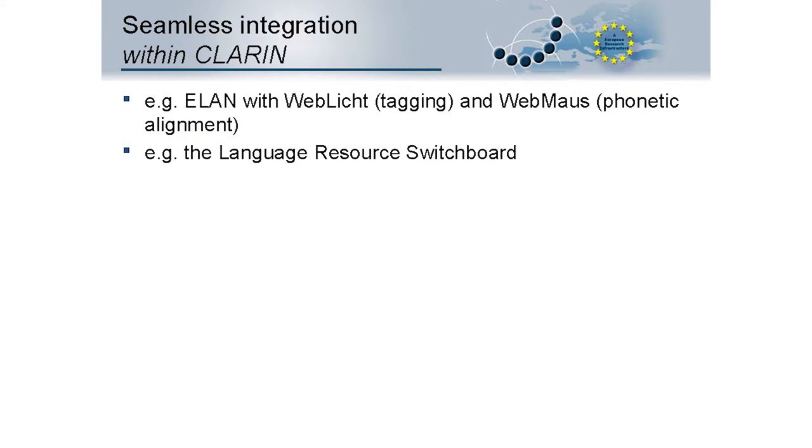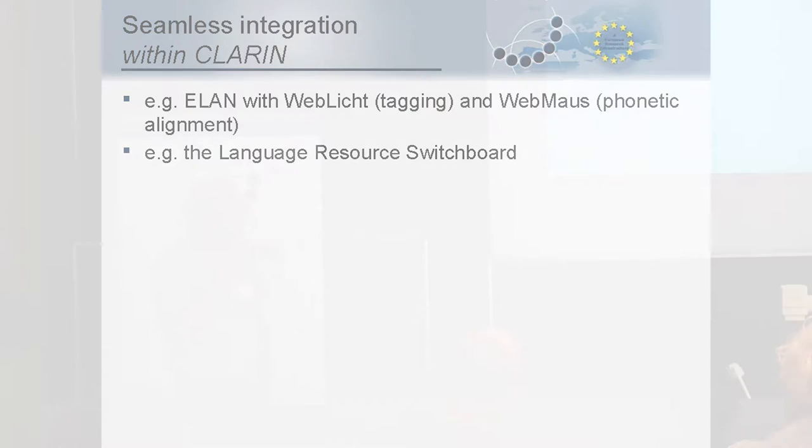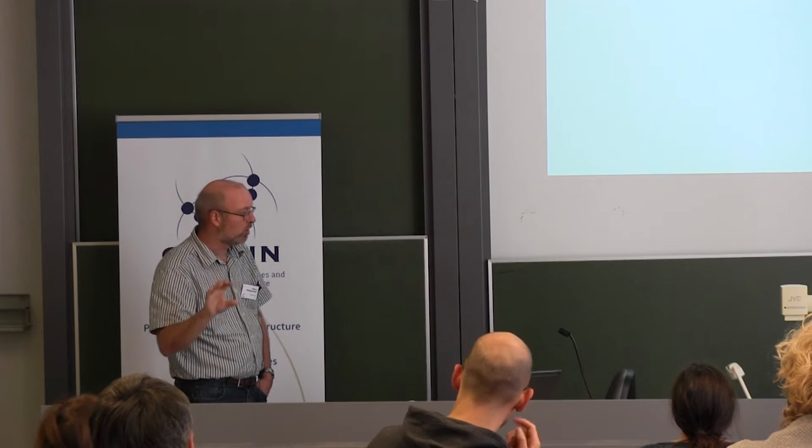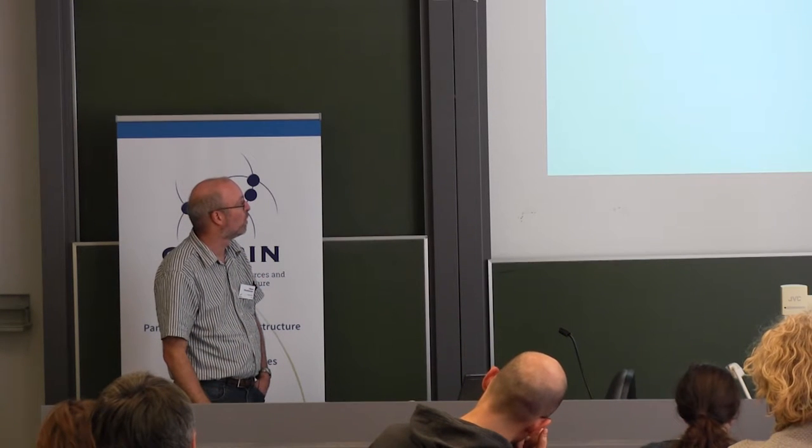Well, this goes on with a bit of the integration. So for example, for web services, ELAN is a tool for annotating timed media. So it's basically a desktop tool. But from there, you can actually call WebLicht, which is a web services chaining engine, which you can use to do tagging. And then next, one of the other services you could call is from another center, which is the Bavarian speech archive, which has WebMAUS, which can do phonetic alignment. So you can have several steps that actually run services on different centers, accessed still from your own local environment.